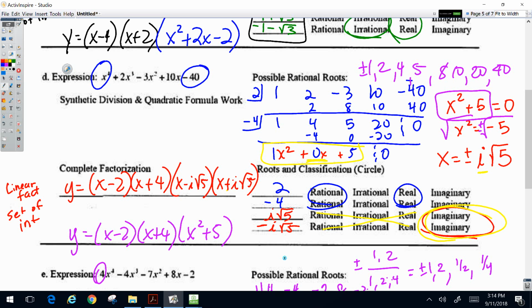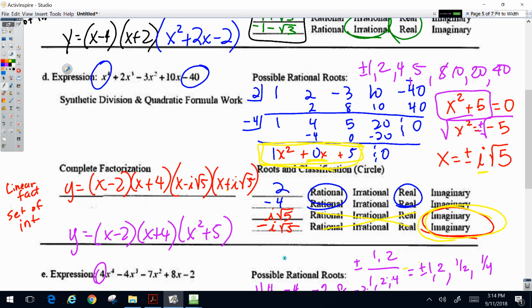These were not integers, so we have to back it up a step. When we back it up a step, it takes us back to here. An x squared plus 5. That's factored completely over the set of integers. Why is it x squared and not x? It was 0x, so when it's 0x, you don't have to write the x. So it's 5 plus 0x plus 1x squared. So that's why it's x squared plus 5.